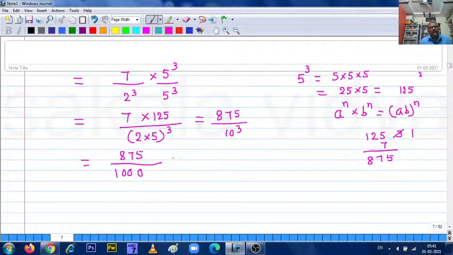Very simple to write in decimal form. First, in the numerator, write down whatever digits there are, 875. Here how many zeros are there in the denominator? 1, 2, 3. So now from right to left count 3 places, after that put the decimal point. 1, 2, 3, you put the decimal point here. So therefore 7 by 8 equals 0.875. So like this you need to do it. You might have understood now.